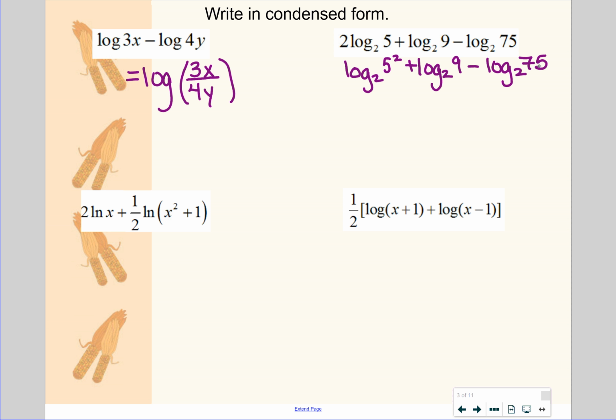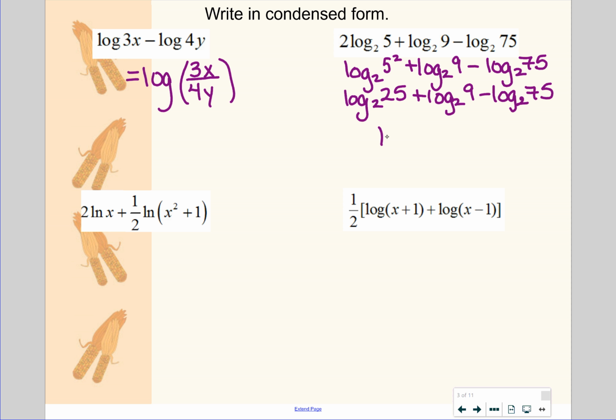And 5 squared, you can simplify a little bit further and turn it into 25. So I have log base 2 of 25 plus log base 2 of 9 minus log base 2 of 75. And everything still stays log base 2. That's never going to change. All right, now I have addition and subtraction. If you want, you can just do this from left to right. I will tell you though, if something is added, it's going to end up being in the numerator. If something is subtracted, it's going to end up being in the denominator, because addition means multiplication and subtraction means division. So that can help you do it all at once if you want to.